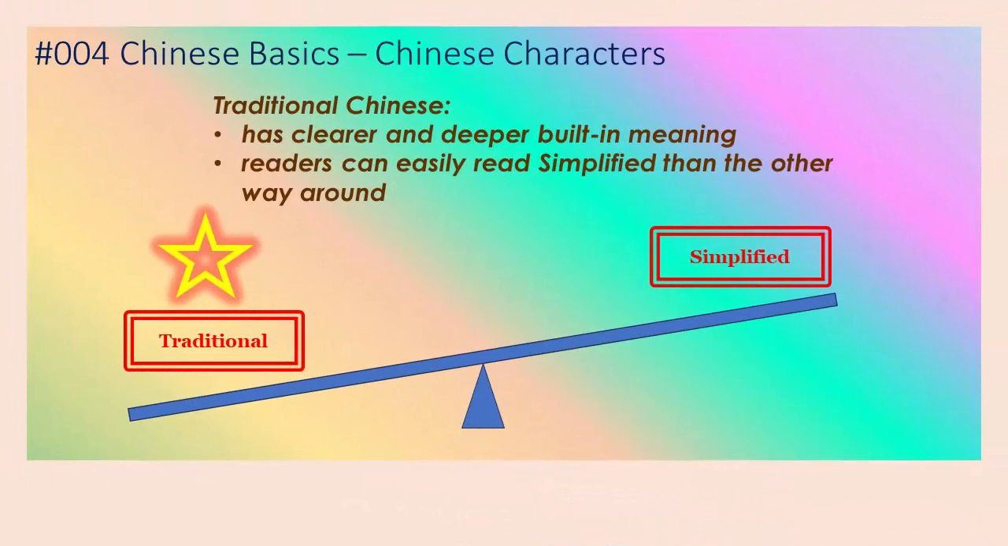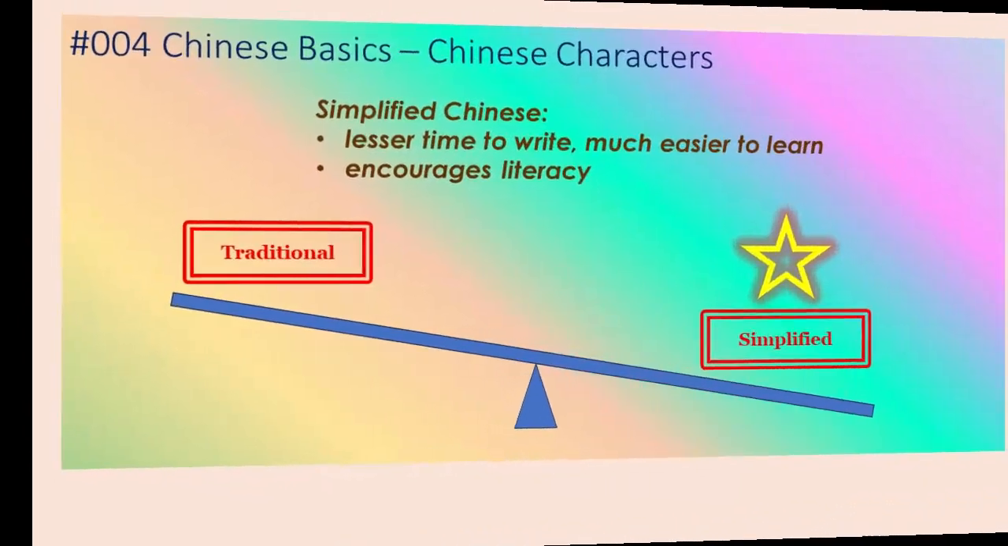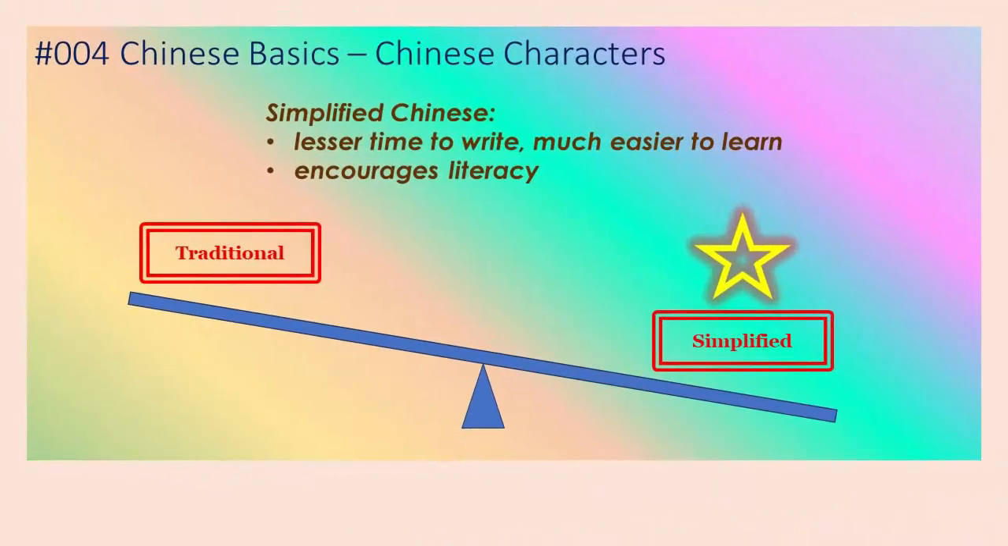Traditional Chinese has clearer and deeper built-in meaning. Traditional Chinese readers can more easily read simplified than the other way around. Whereas for simplified Chinese, it takes less time to write, is easier to learn, and hence encourages literacy.